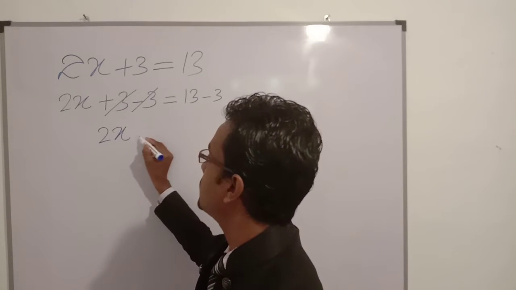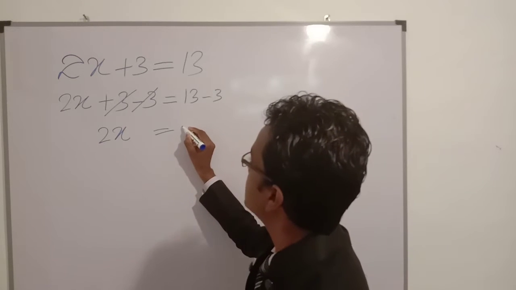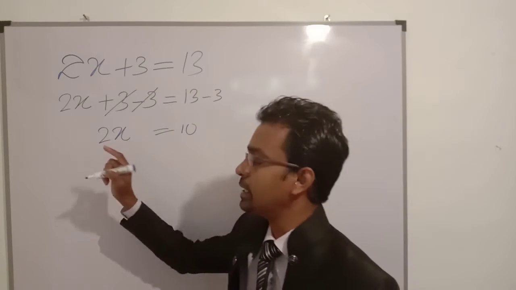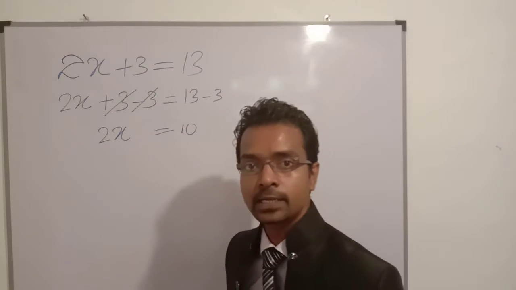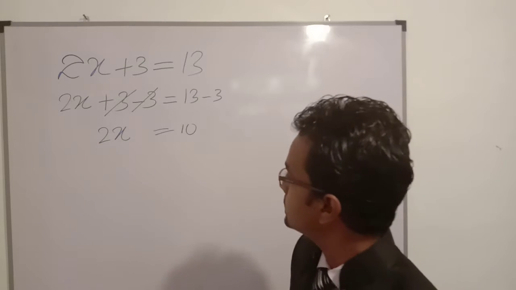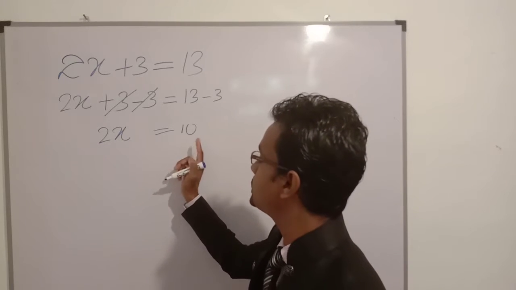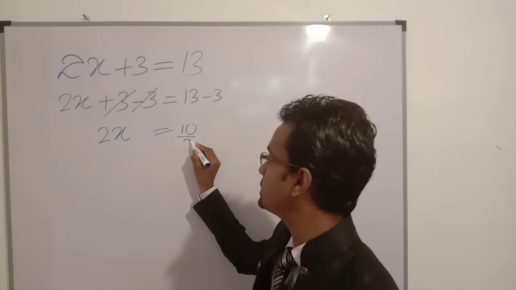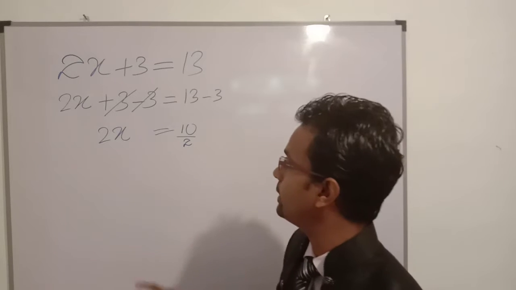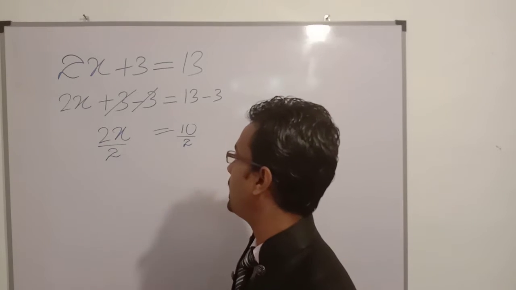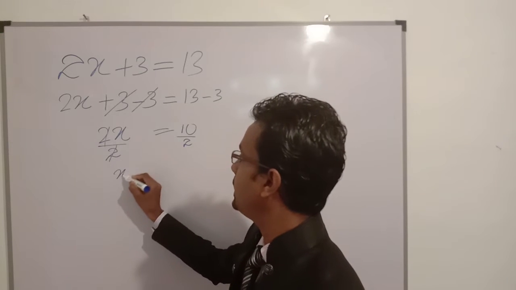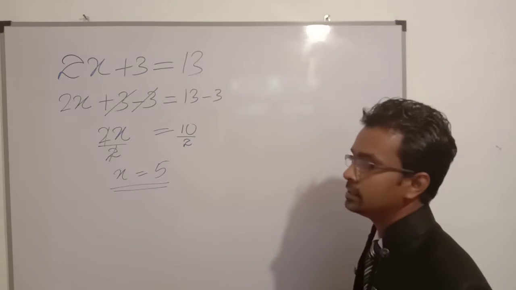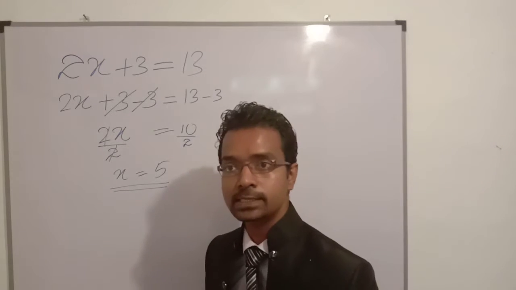Then 2x remains. On this side, 13 minus 3 is 10. Now 10 is for 2 x's. Let's find the value of 1x. For that, let's divide this 10 equally between these two x's. I'll divide this side by 2, and in the same way divide the other side also by 2. The 2 cancels out. x is equal to 5. This is the solution. This is the answer.